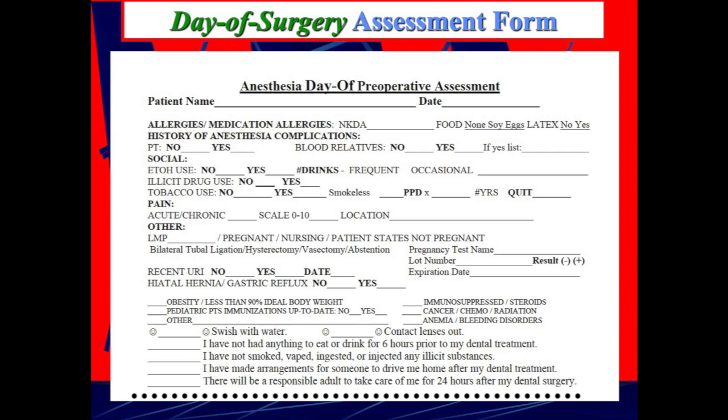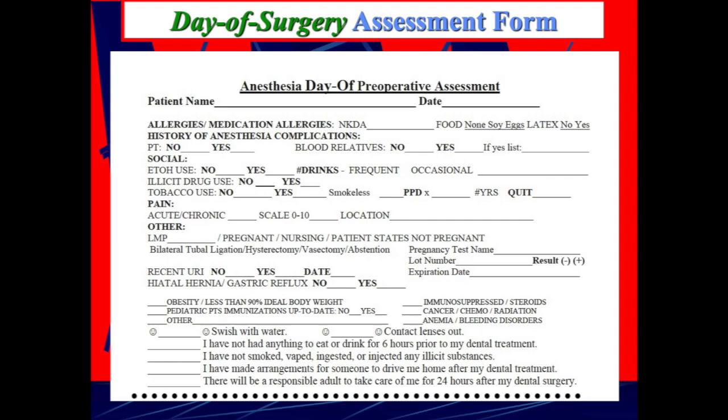Under other, LMP is last menstrual period, and it's all right to ask a patient that. If you're working with a population where you want to do the pregnancy test, then there's a spot on this form to be able to write that down. We want to know if the patient's pregnant, nursing, and then also circle if the patient says they're not pregnant. We're going to see a little bit in this lecture that if a patient is at all possibly pregnant, we don't ever want to use benzodiazepines for them. If they did have a sterilization procedure, they'll offer it up if they had a bilateral tubal ligation, a hysterectomy, or if a man has had a vasectomy or abstention from sex.